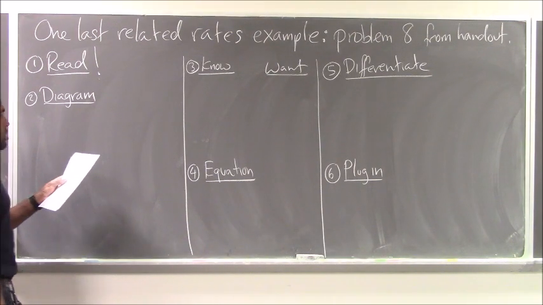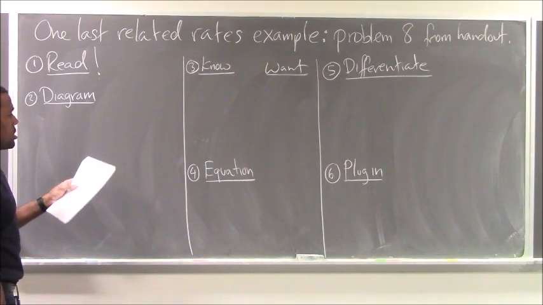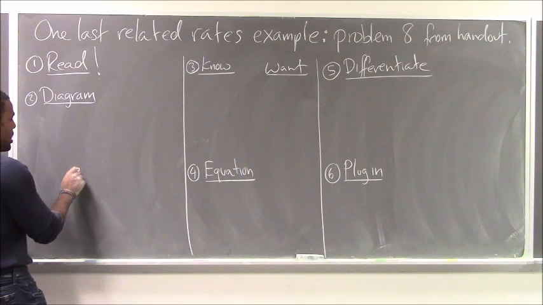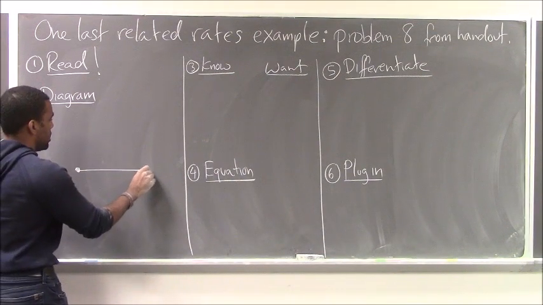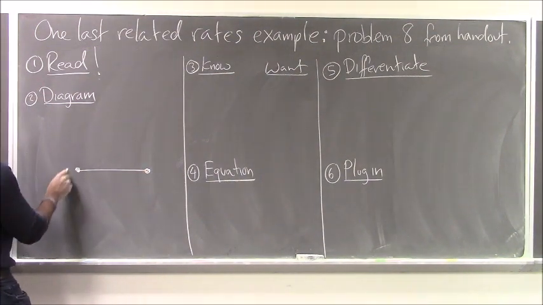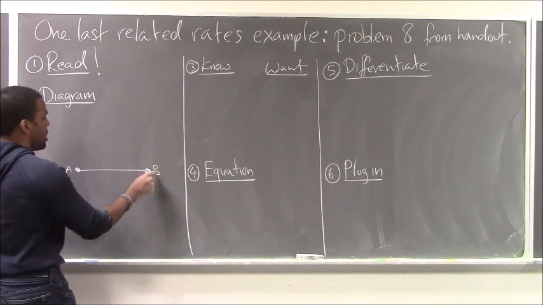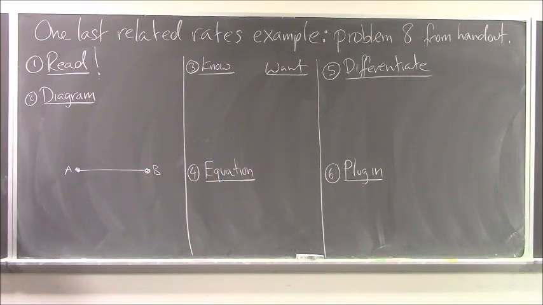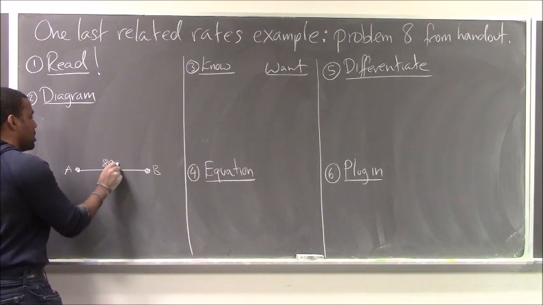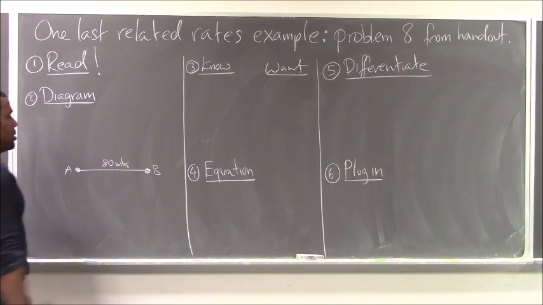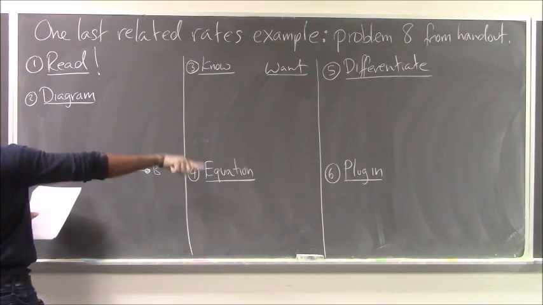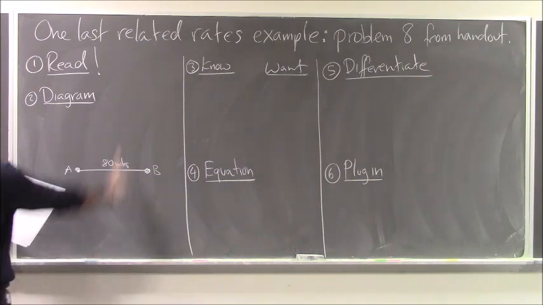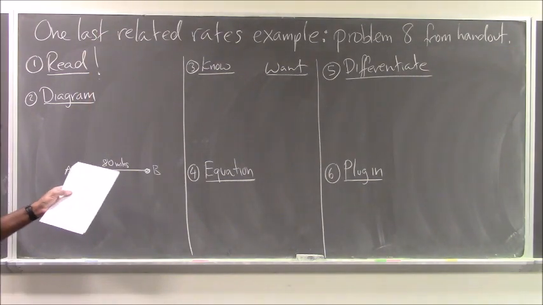So we have that ship A is 80 miles west of ship B. So things kind of start out like this. Ship A is here, ship B is there, and this is 80 miles. And that's west, that's east, that's north, that's south.